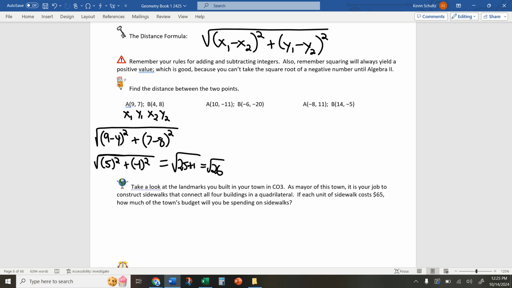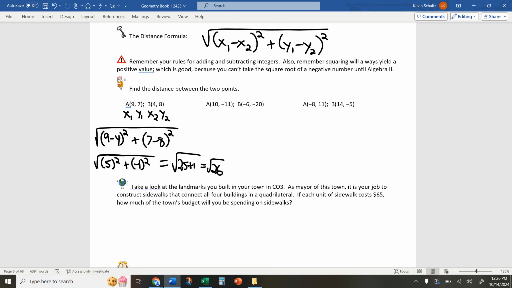Okay, well, this is why we opened the year with how to simplify roots, because we use roots, okay? The root of 26 can't be simplified, so you leave it in that form. If it did ask for a decimal answer, then you would approximate it, you'd get about 5.1, okay? But that's the gist of the distance formula.